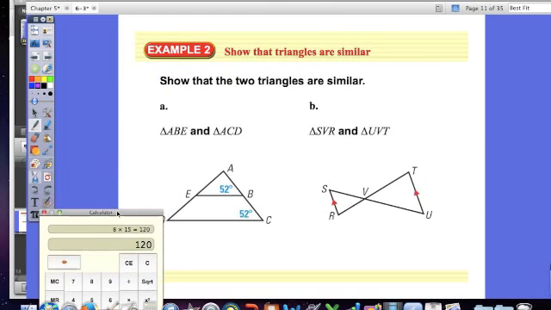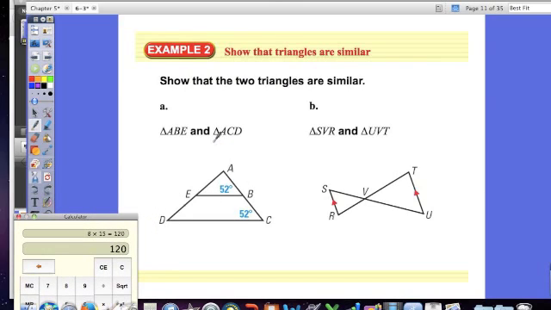Okay, example 2. Show that the two triangles, ABE and ACD, are similar. Well, A is obviously congruent to A. I can see that B is congruent to C. So since two of them are congruent, they are similar through the angle similarity postulate. But I could also tell through the third angles theorem that if two are equal and this is equal, when I add them all up and subtract from 180, I'm going to get the same remainder.